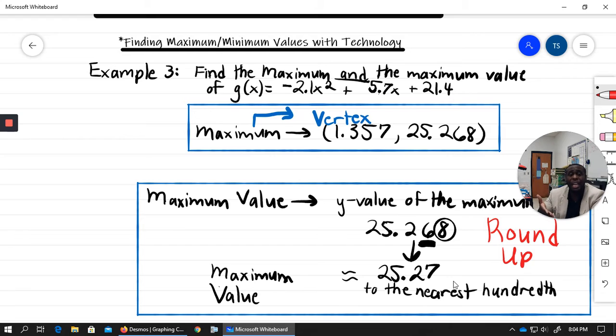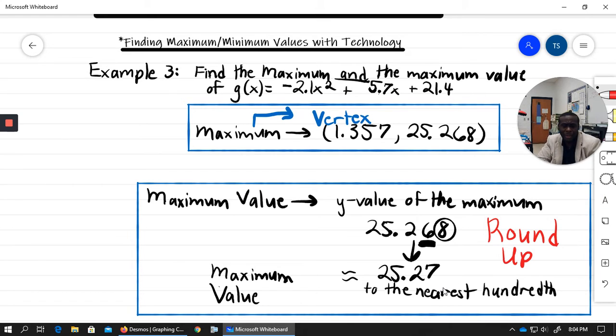Now, this assignment here is on Delta Math. On Delta Math, they will ask you to round to the nearest hundredth. And so, guys, remember the hundredths place is this digit that is 2 spaces after the decimal. And so the hundredths place is where the 6 is.